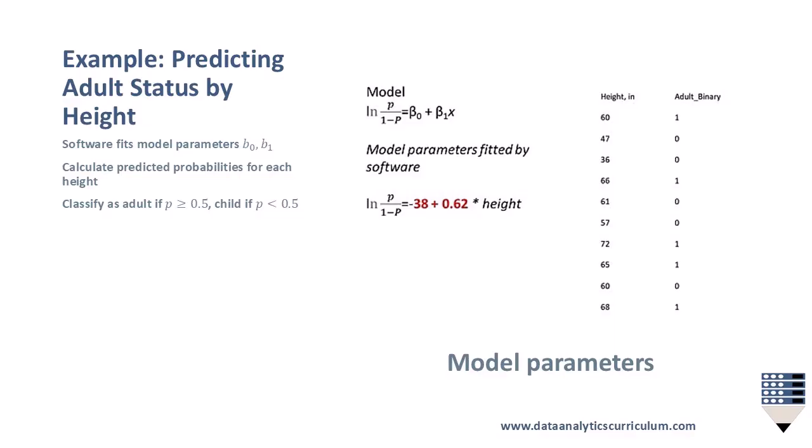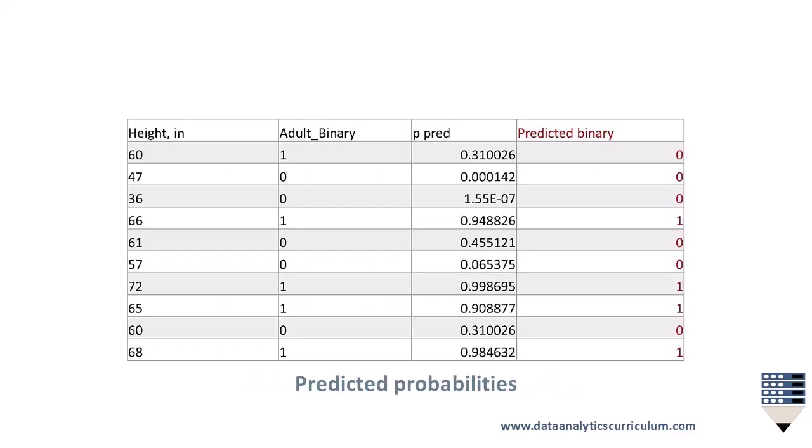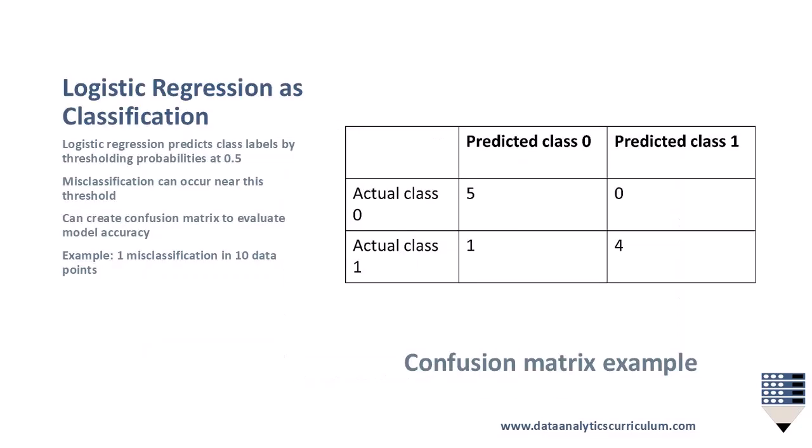Example, predicting adult status by height. Imagine we collect data on height and whether someone is an adult or a child. The software fits the logistic model and finds the best values for b0 and b1. We can then calculate the predicted probability for each height. If the predicted probability is at least 0.5, we classify that person as an adult. If it's below 0.5, we classify them as a child.